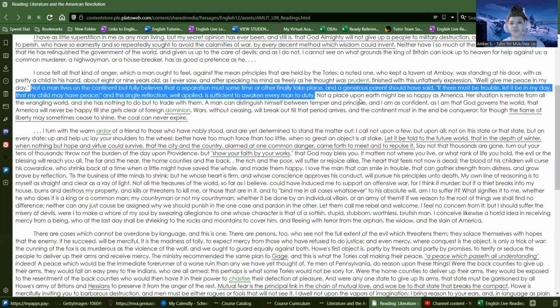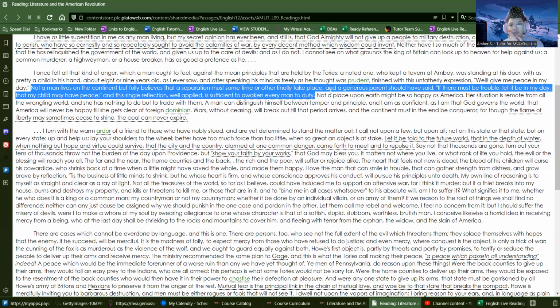And to give you an example of what this principle is, he talks about this man who kept a tavern, who says with his child holding his hand, "Well, give me peace in my day." So Thomas Paine's argument after this is that everyone in this continent believes that a separation has to happen at some point. So basically, no matter what people want in terms of the war, most people believe that America should be separate from Britain at some point. Even if it's not now, most people believe they should separate at some point.